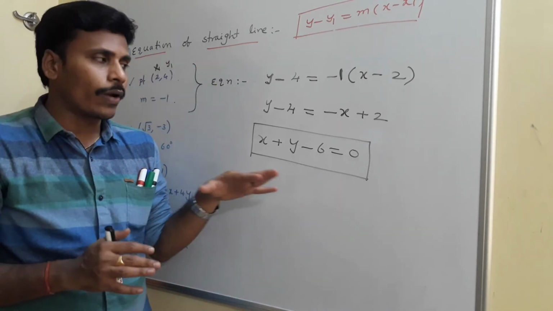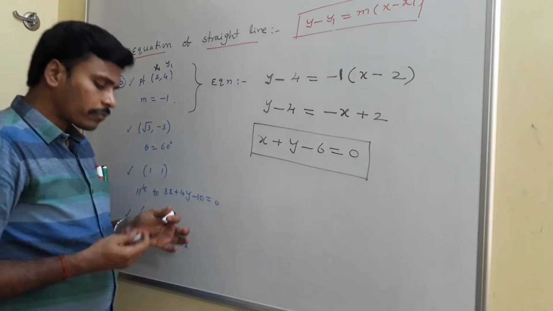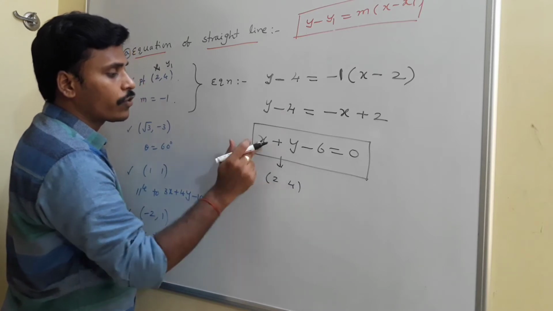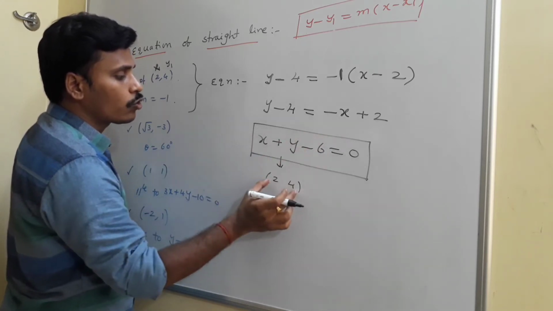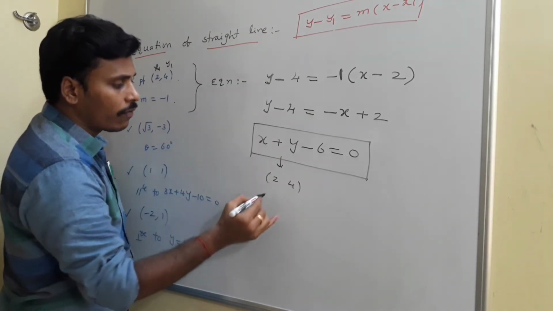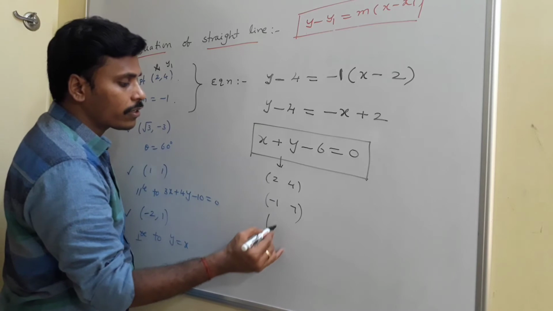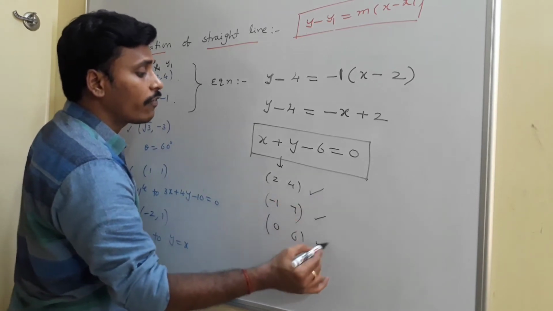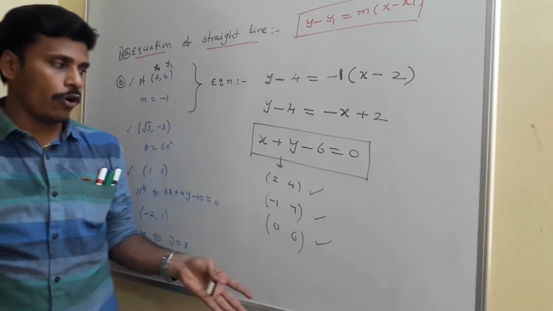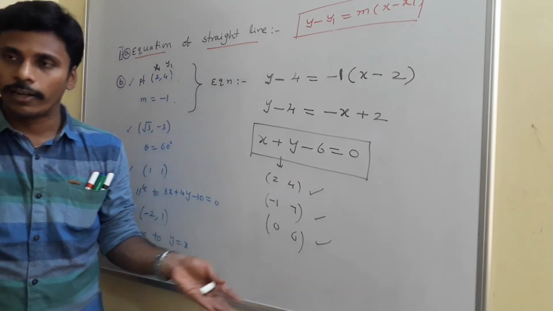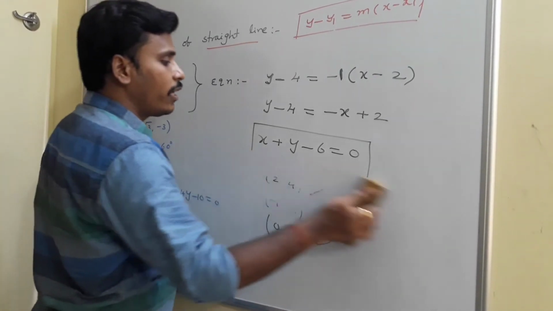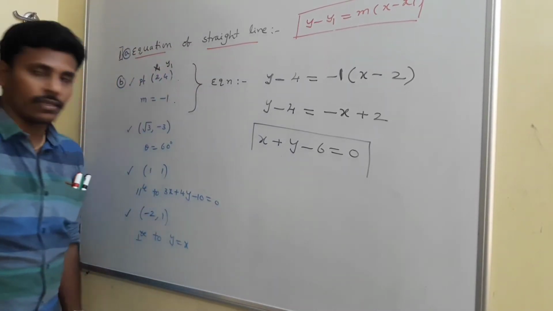Just now our task is finding the equation, but if you wish to analyze this, see the point 2 comma 4. Replace x with 2, y with 4. It is satisfying, so this 2 comma 4 is a point on the line. If you draw the graph, surely it is there on the line. Suppose minus 1 comma 7, and suppose 0 comma 6. All these are different points on the line. If you involve fractions, you may get an infinite number of points, and all those points are on the straight line. But for this problem, it is enough if you declare the equation as x plus y minus 6 is equal to 0.